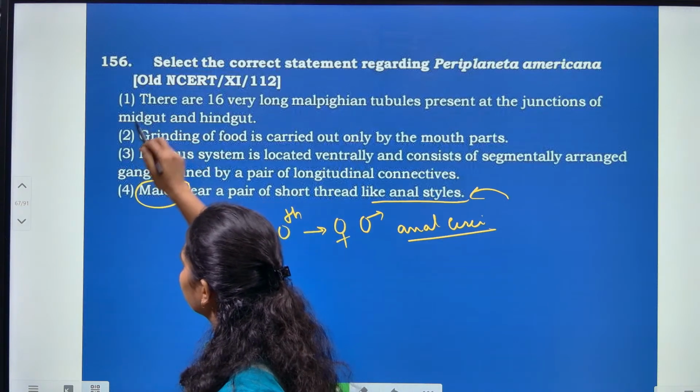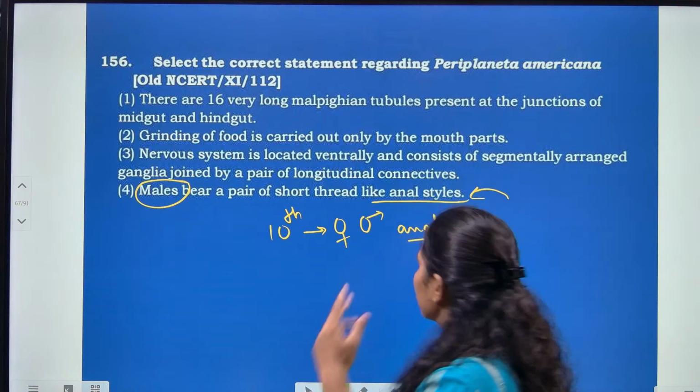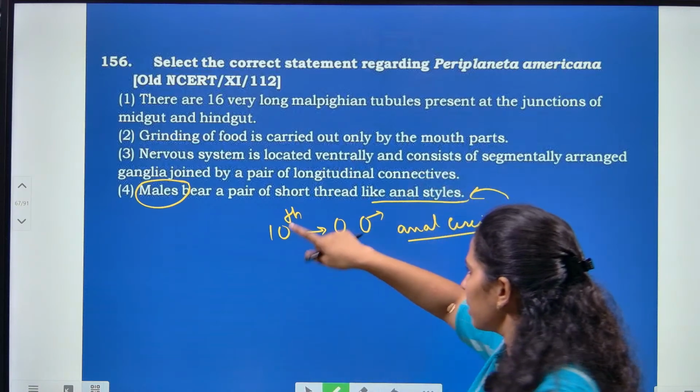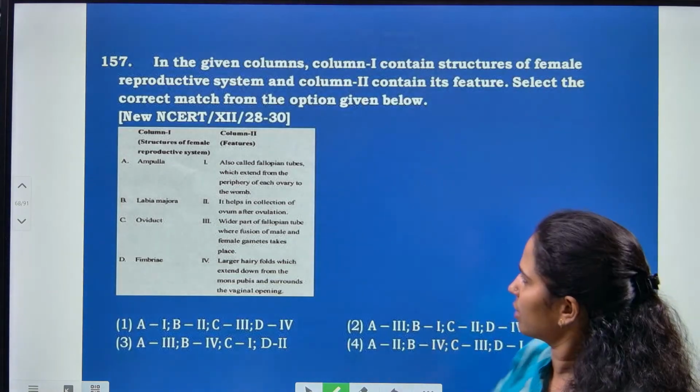So the above first three options are the incorrect characters of what? Of Periplaneta americana, but the last option, that is the fourth, is the right option here. That is the correct answer.